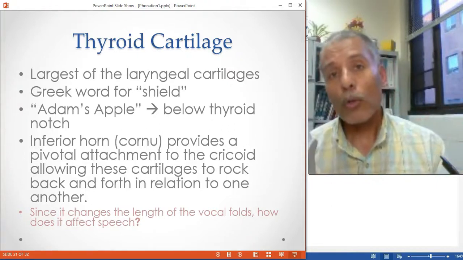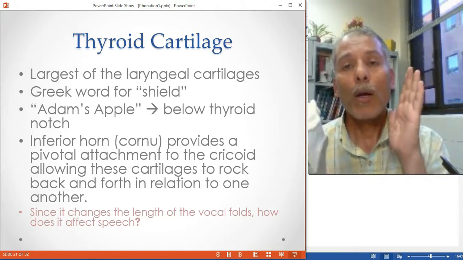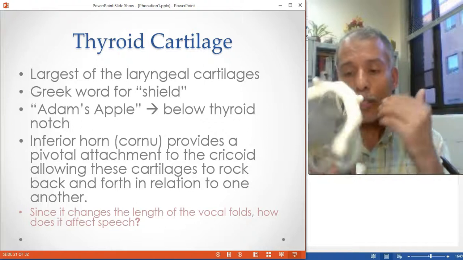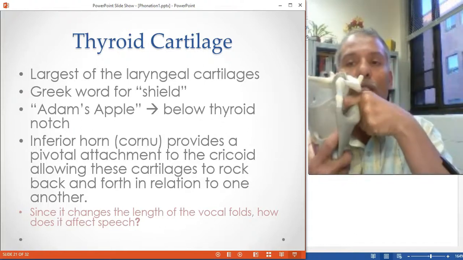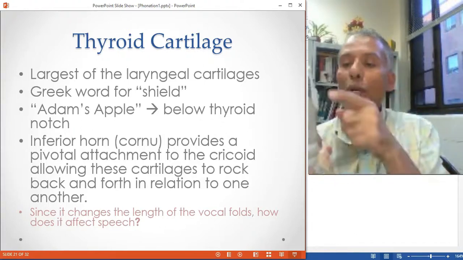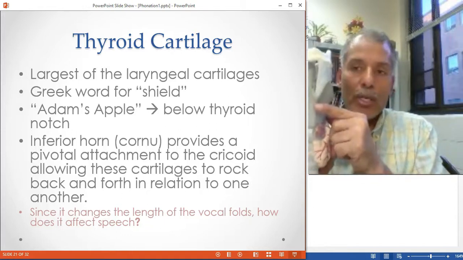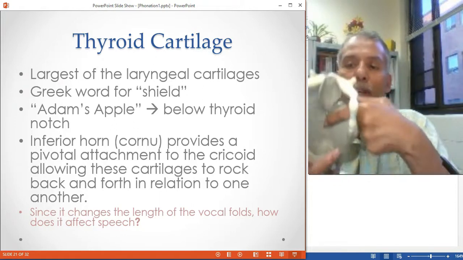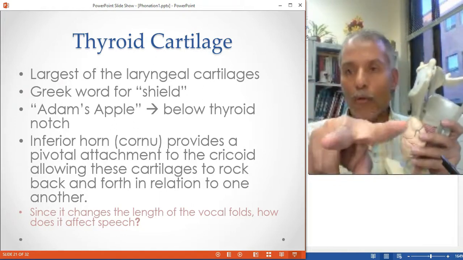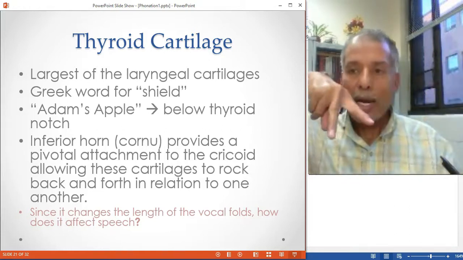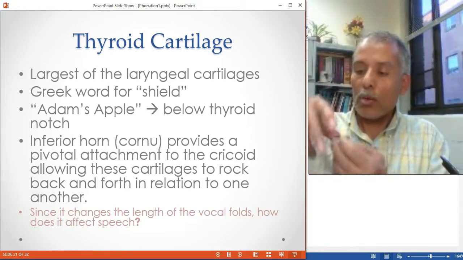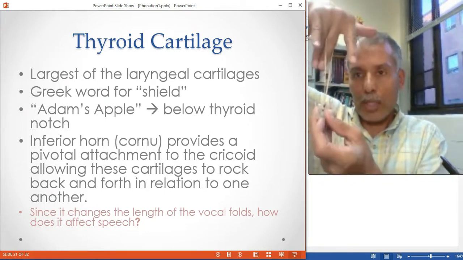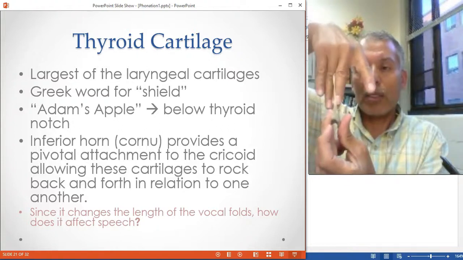Where do the vocal folds originate? You say on the anterior surface of the thyroid cartilage, meaning inside and front, below the thyroid notch. So below the thyroid notch, inside and in front, you're going to have the origins of the vocal folds, and they go down, and each one of them is going to connect with one arytenoid like this.